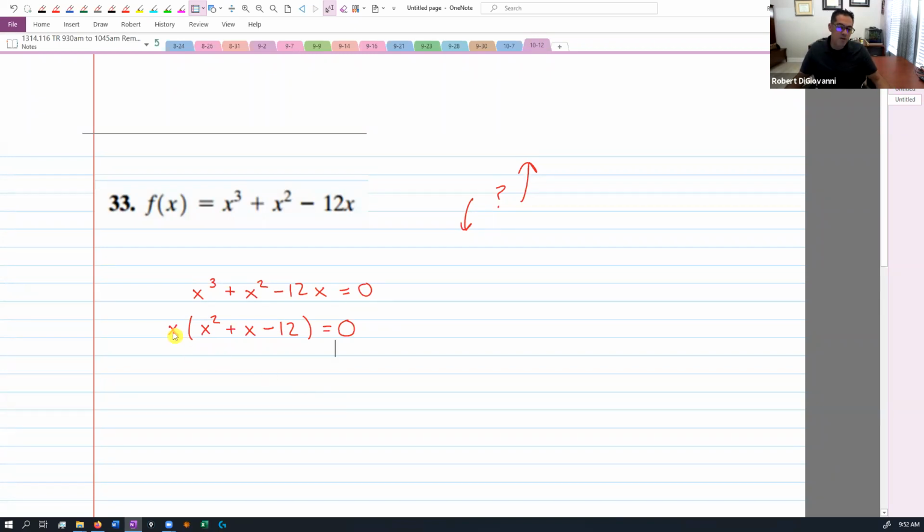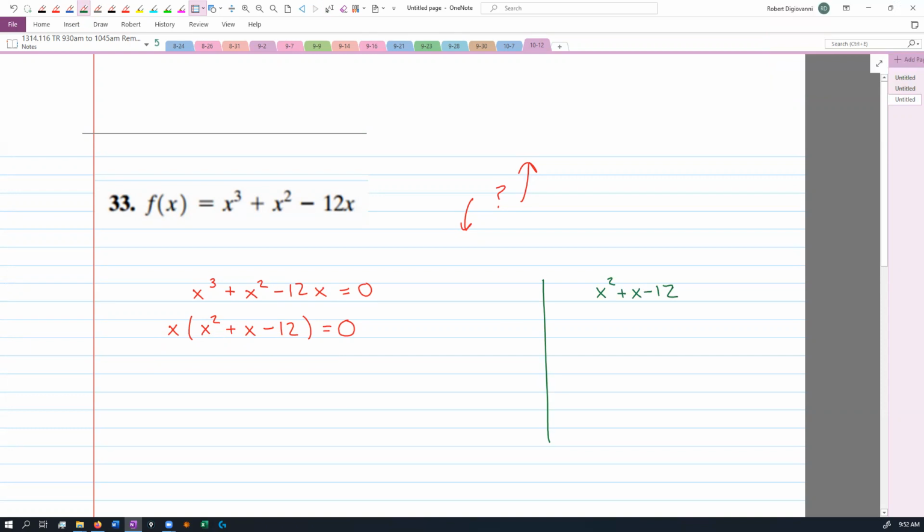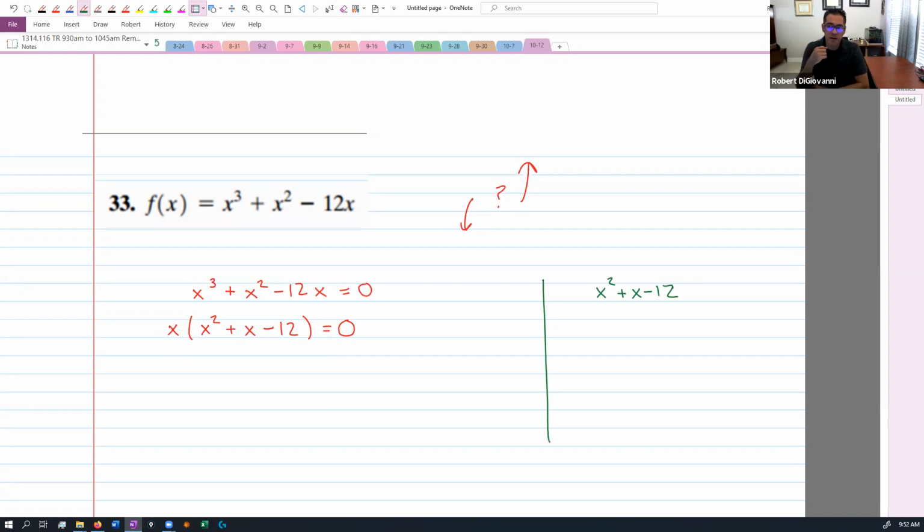So setting the first one equal to 0 is not a problem. This though, this x squared plus x minus 12, you have to somehow factor. So this is a trinomial, tri meaning 3. There are 3 terms there, right? If you see 4 terms, you're going to try grouping. If you see 3 terms, you're going to do this method.